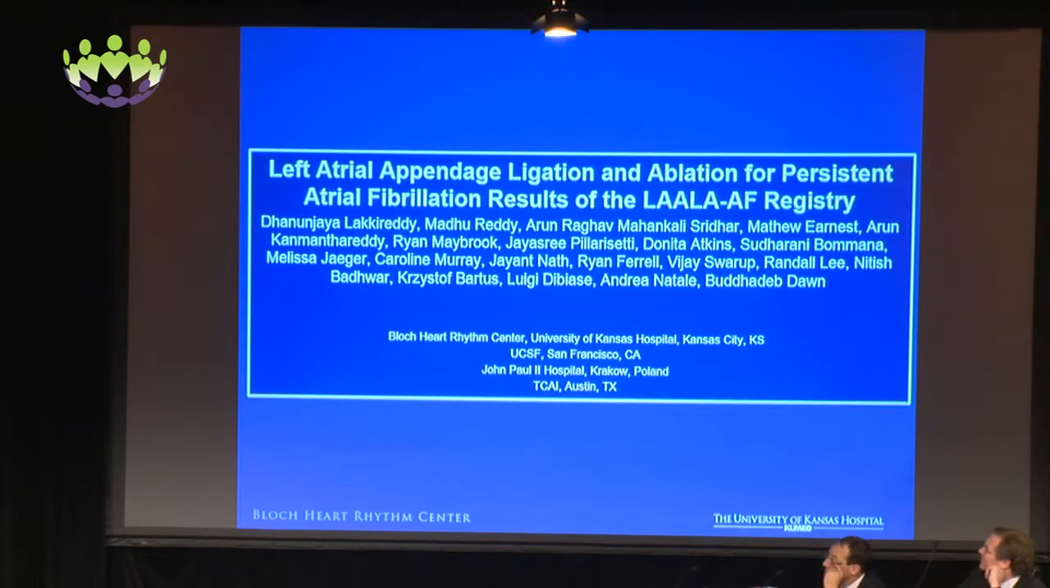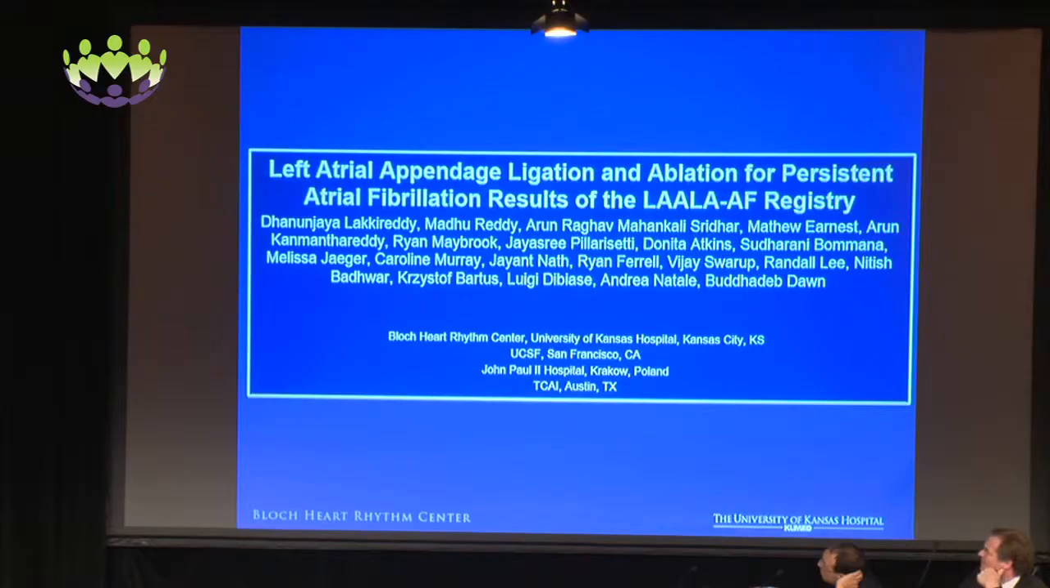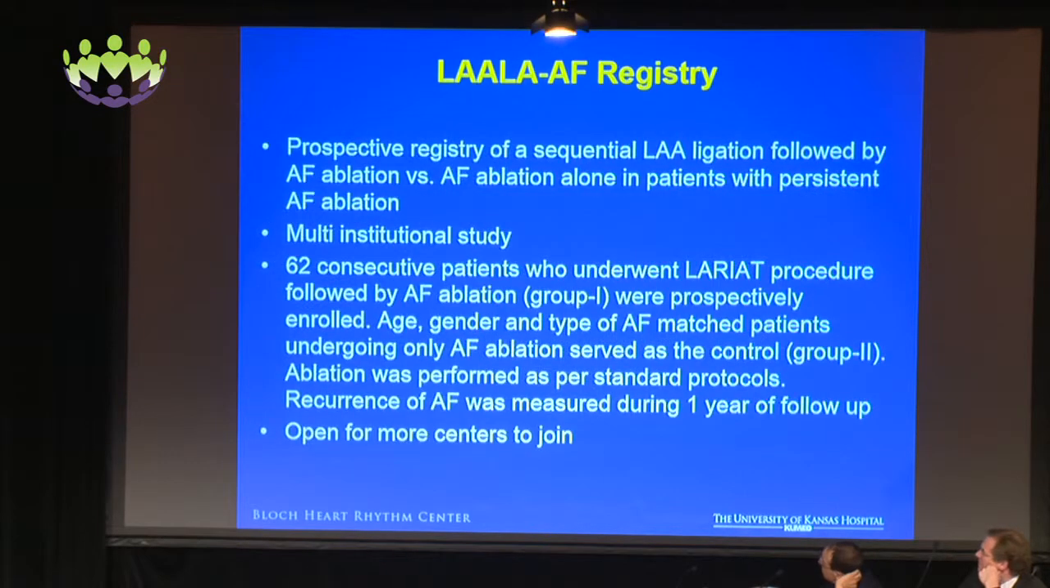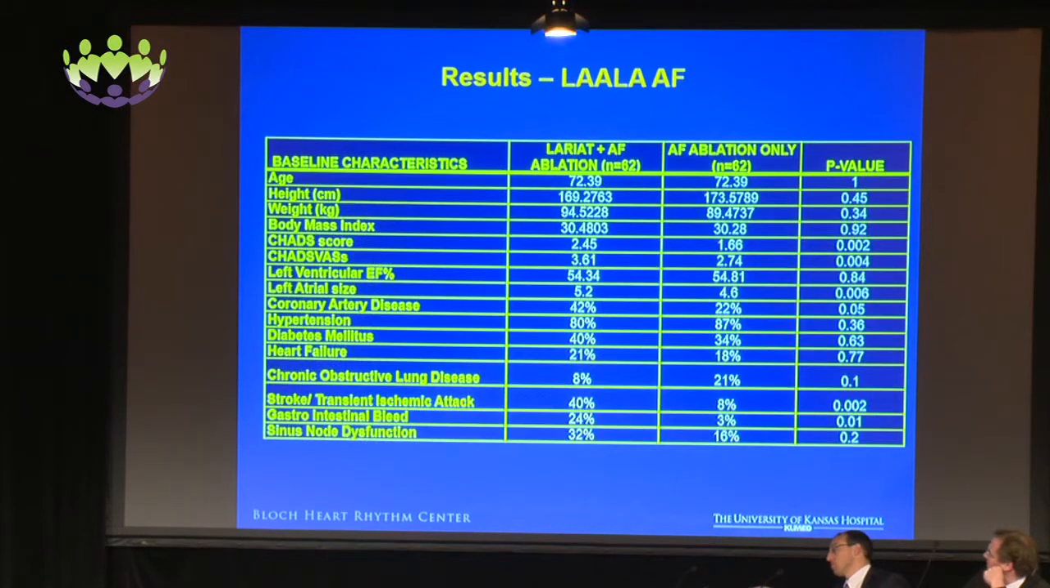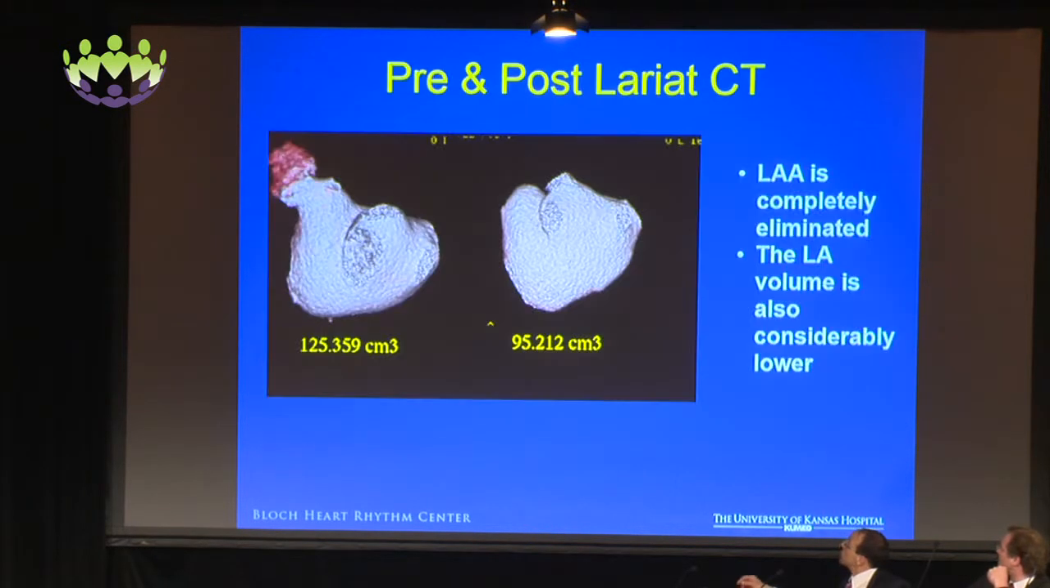So extending this concept to a more organized effort, which we call the LAA AF Registry, we performed sequential ligation of the appendage using an epicardial device followed by AFib ablation in patients who have persistent atrial fibrillation. Out of the 62 patients that have completed a one-year follow-up, we actually saw a significant reduction in the AFib burden, which we will come to in the next few slides.